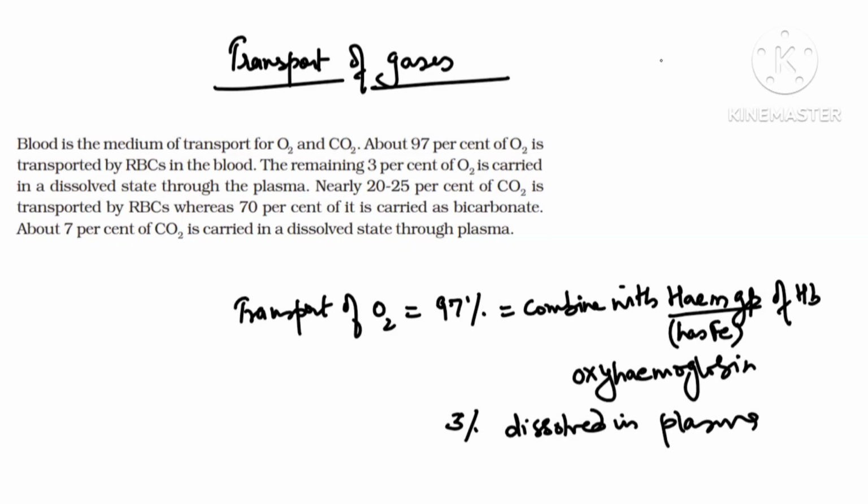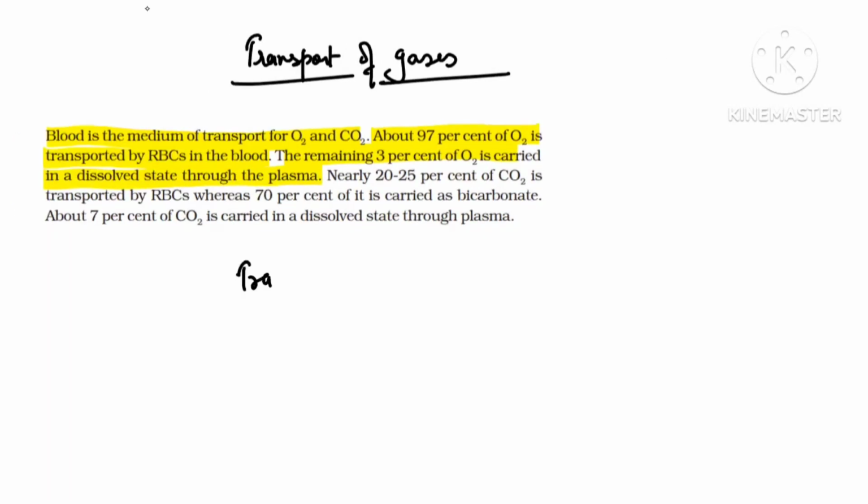See the line carefully. First of all, blood is the medium of transport of both gases, oxygen and carbon dioxide. 97% of oxygen is transported by RBC in the form of oxyhemoglobin, and 3% of oxygen is in the dissolved state through plasma. Clear, beta? This much is clear? Now see transport of carbon dioxide.